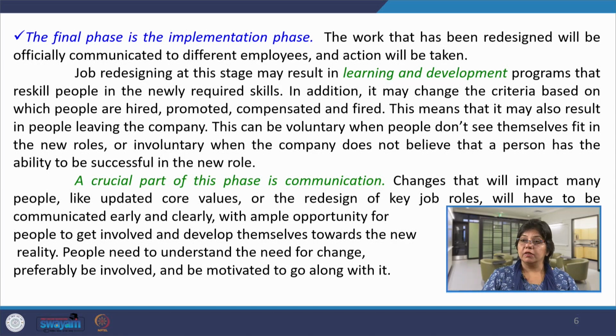If they tend to stay in the organization, then they need to prepare themselves to reskill, update or upskill their competencies as per the need for change, and preferably be involved and be motivated to go along with it. So, ultimately job redesigning will entail job redefining and then again motivation. So, it is basically a back and forth and ultimately moving forward to enhance not only the skills, but actually the motivation levels of the employees.